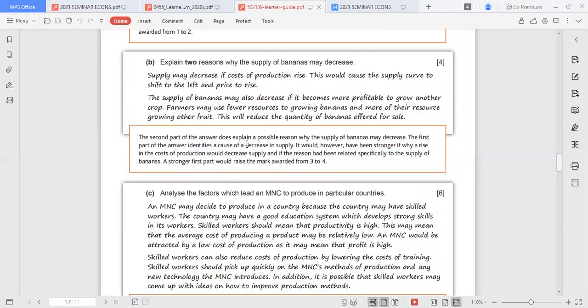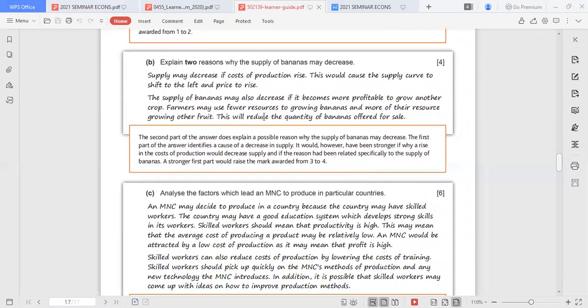What is the recommended suggestion from the examiner? They say the second part of the answer does explain a possible reason why the supply of bananas may decrease. The first part of the answer identifies a cause of a decrease in the supply. It would, however, have been stronger if it explained why a rise in the cost of production will decrease supply. And if the reason had been related specifically to the supply of bananas, a stronger first part would increase the mark awarded from 3 to 4.